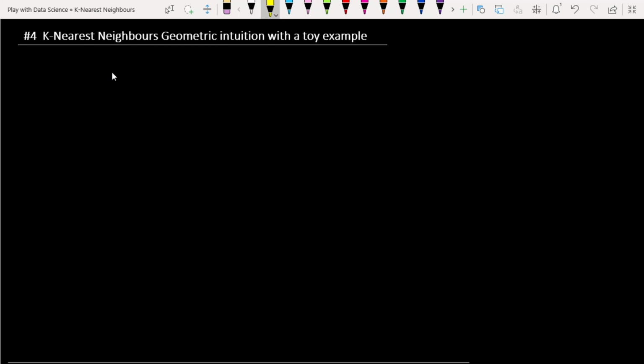Now, what is the geometrical intuition behind the k nearest neighbor? Okay, so let's see this in this lecture. These intuitions we will simply discuss through a toy example.